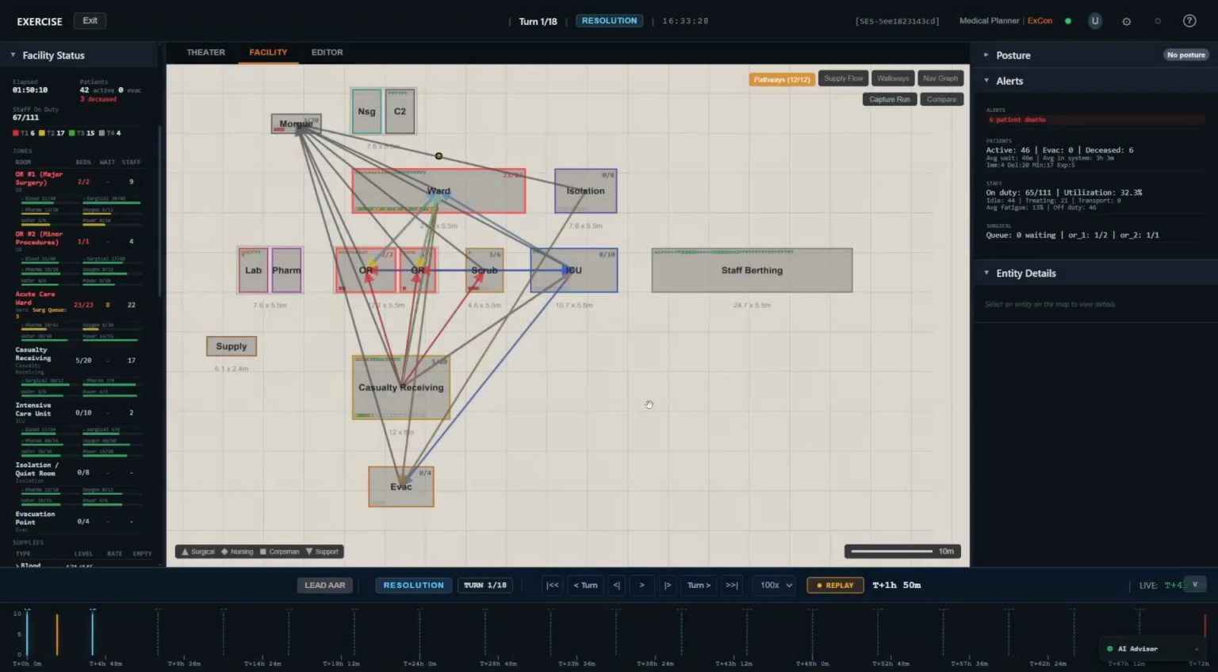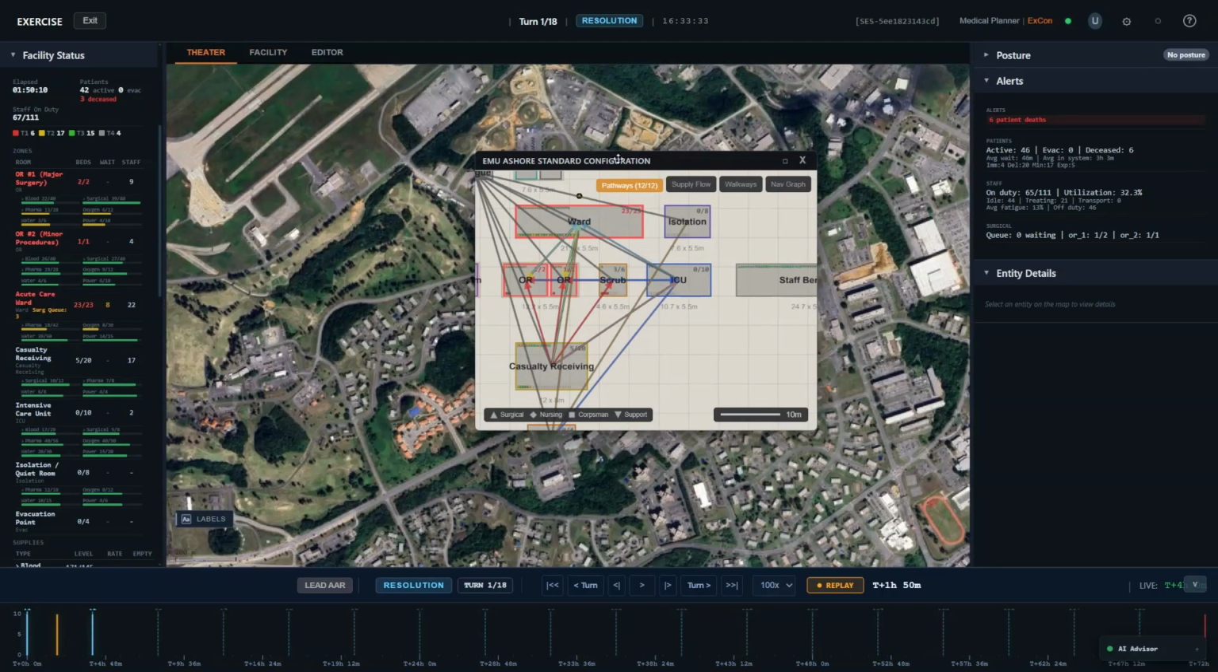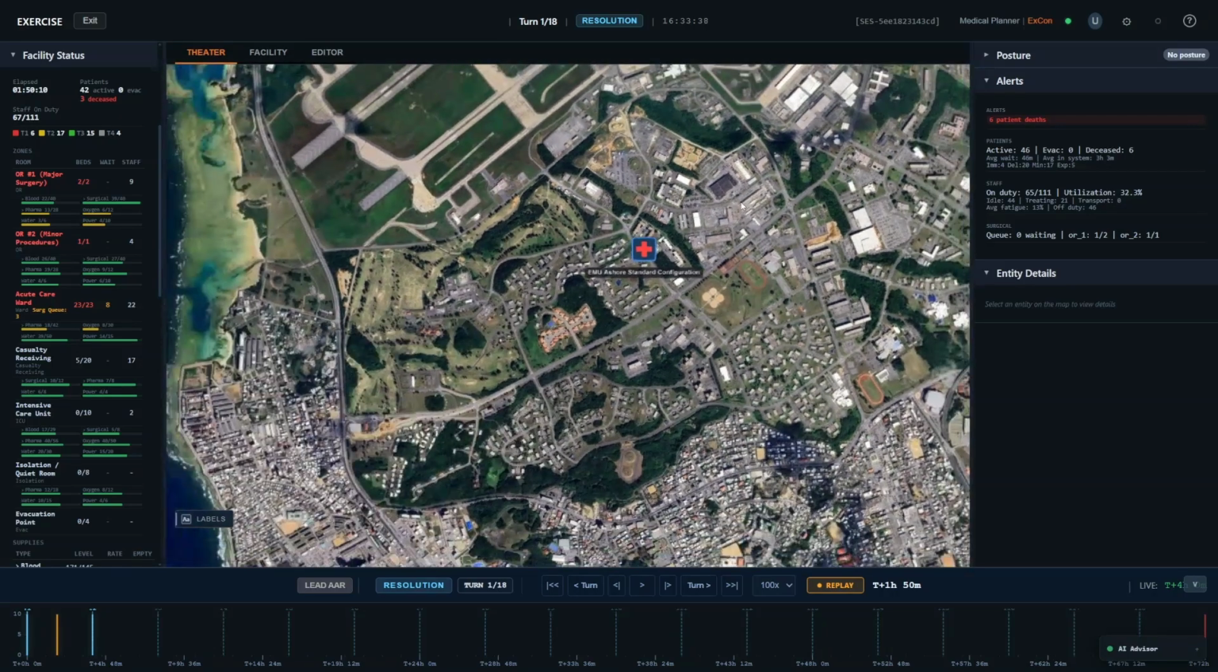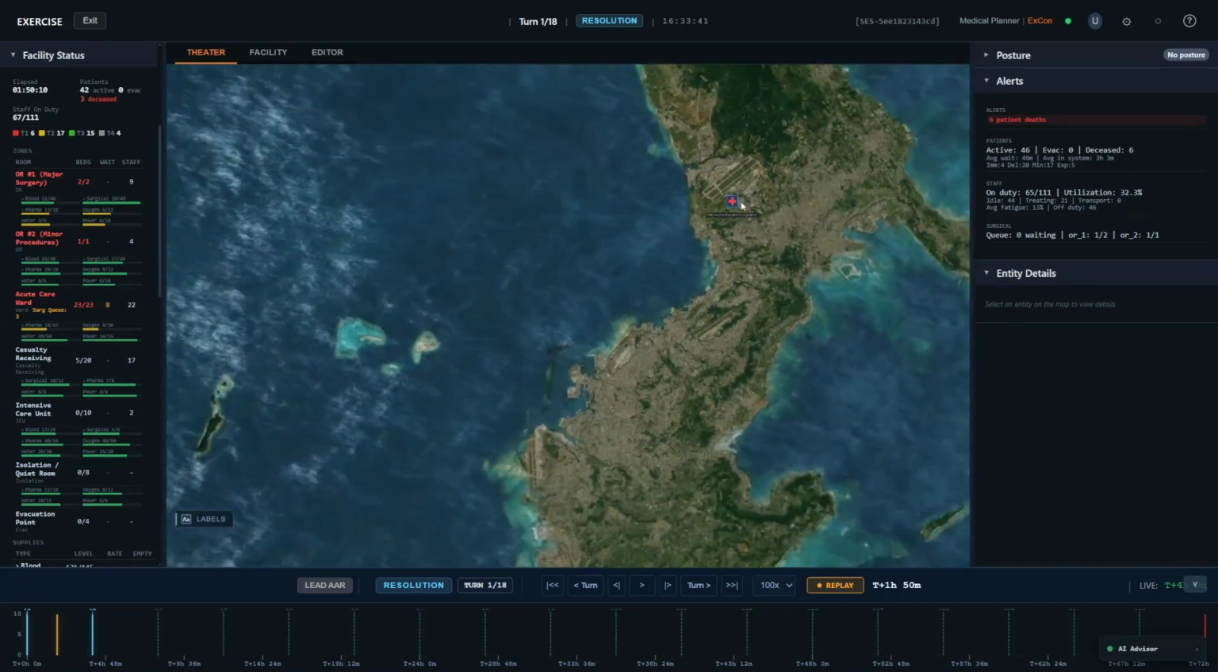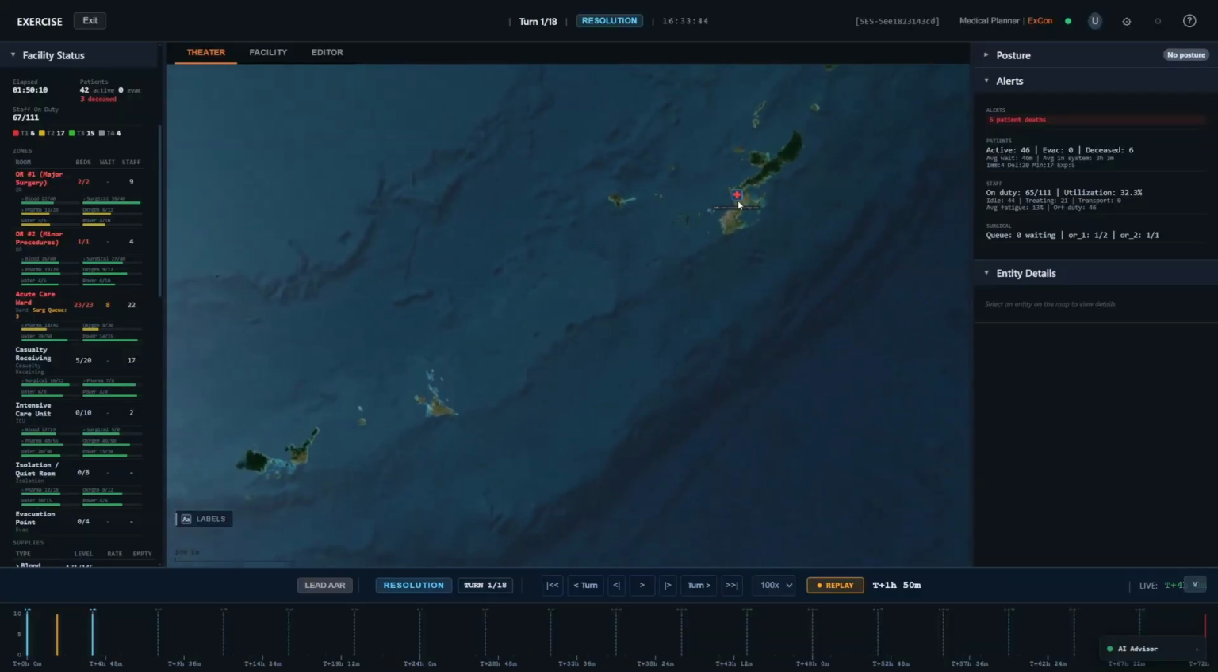In the Indo-Pacific, distance is the adversary. The 90 in 90 standard demands precision that intuition alone cannot deliver. The ExMed Digital Twin gives planners a model to stress test and optimize before lives are on the line.